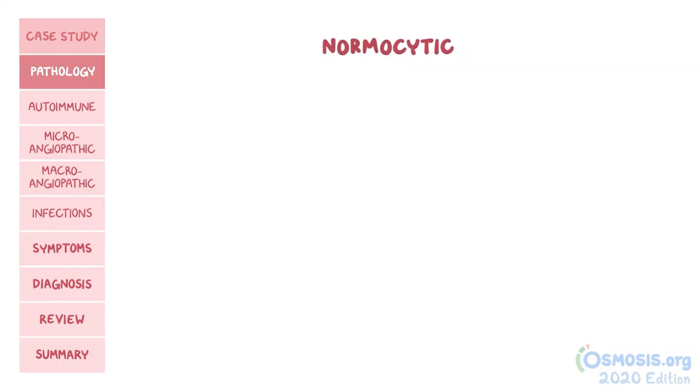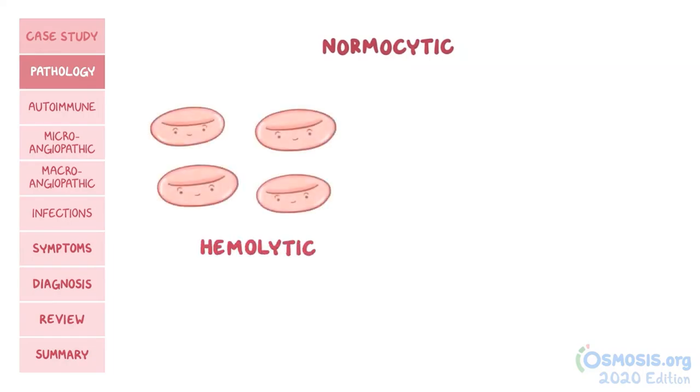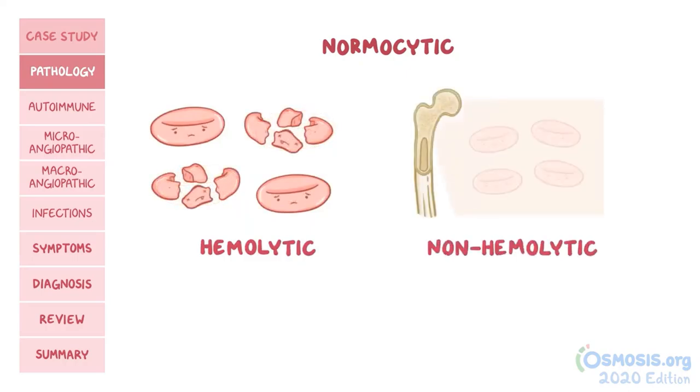Normocytic anemias can be further classified as hemolytic when there's increased destruction of red blood cells, or hemolysis, and non-hemolytic when there's decreased production of red blood cells from the bone marrow.